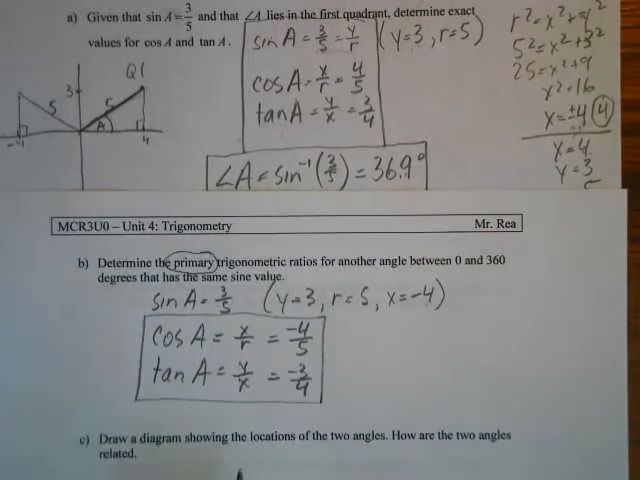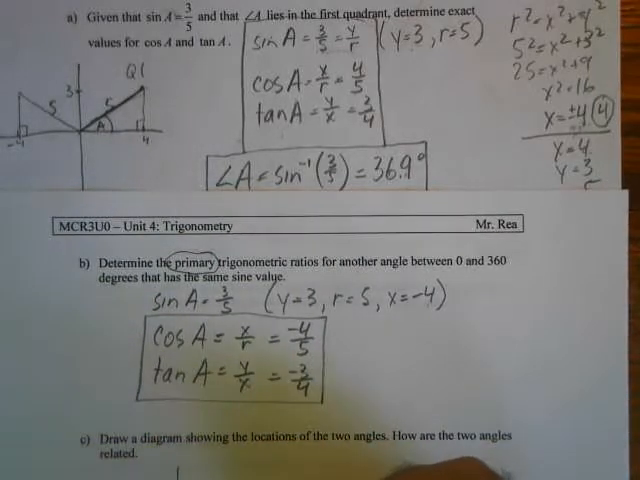Draw a diagram is the next part. Draw a diagram showing the locations of these two angles. How are these two angles related? So I'll just kind of copy what I did before. So I've got my XY grid.